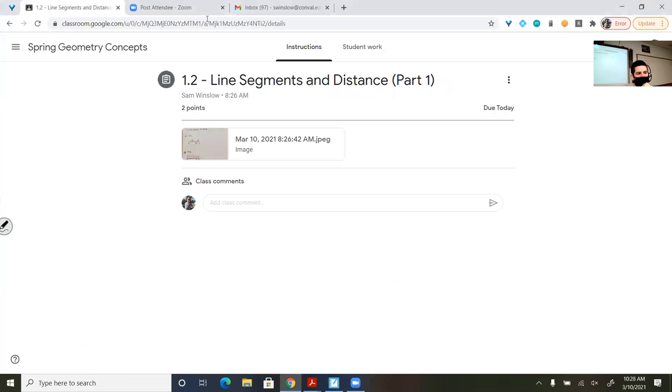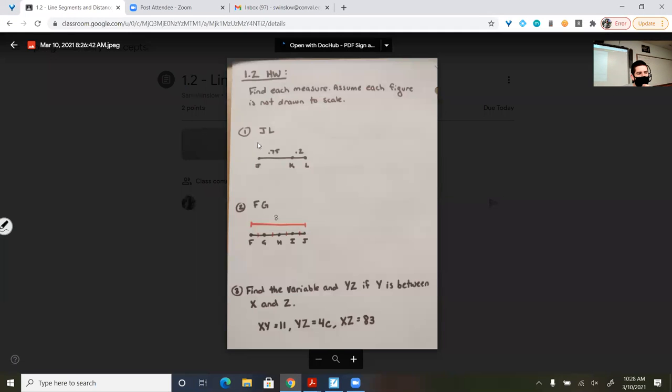Okay, then again, going back to our homework, you have three problems. The first problem is asking you to find the measurement of JL. This one here, you're finding the measurement of FG, given that the entire segment is 8. And then this one, I took the same directions, find the variable, and YZ if Y is between X and Z. So XY is 11, YZ is 4c, and XZ is 83. So those are your three homework problems. Go ahead and try those. We only have about 6 minutes, so we took most of the time. I'm going to go ahead and stop this recording.